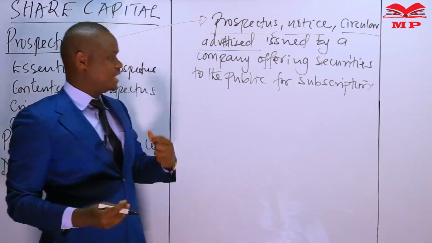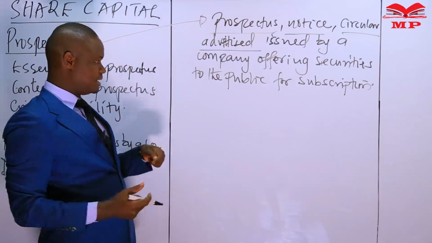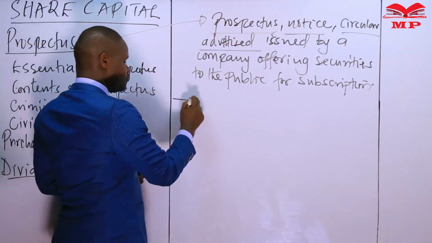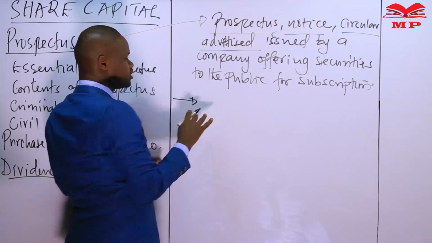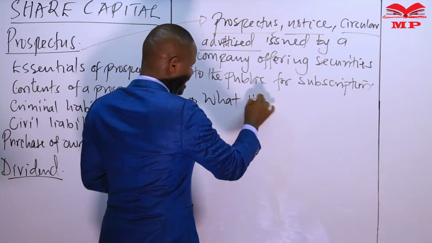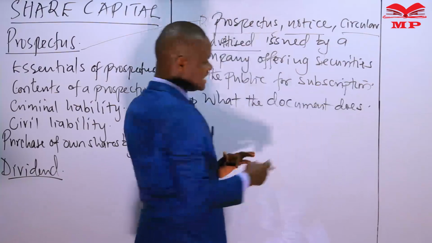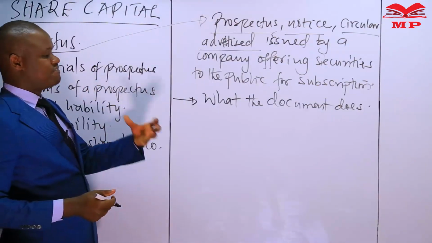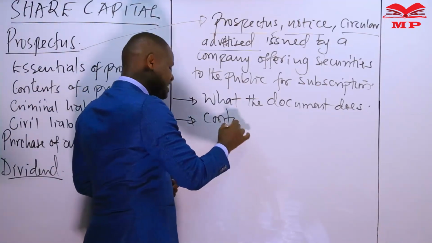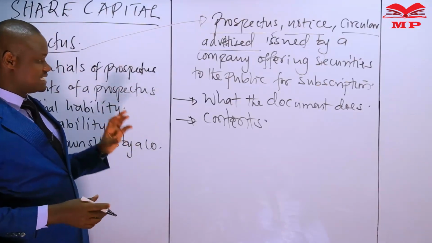And then what it is doing, that this document is inviting for subscription. It is inviting the members of the public to subscribe for the securities of the company. So the test of what the prospectus is not much on the format of the document, but specifically what the document does. That it is a document inviting the public to subscribe for the company shares, and that of its contents. The contents and what the document does is the test of what a prospectus shall be.